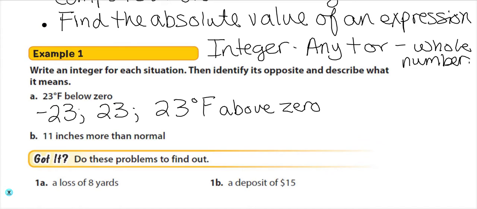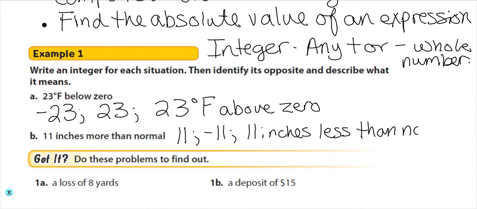Okay, let's try 1B down here. It says 11 inches more than normal. First we need to write the integer itself. We need to show more than normal, so we think positive or negative. In this case, it would be a positive one, so we're going to do 11. Then we need to show what the opposite is, which is going to be negative 11. And then explain what negative 11 would actually represent. In this case, it would be 11 inches less than normal.